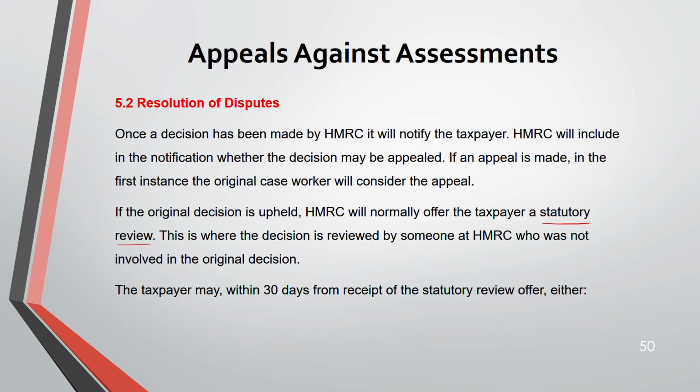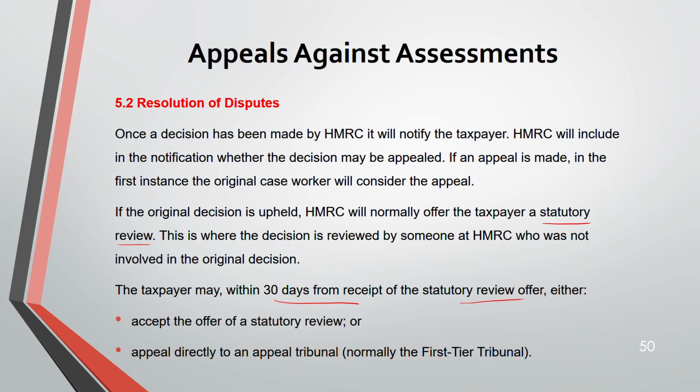The taxpayer, within 30 days from the receipt of the statutory review offer, either accepts the offer or appeals directly to an appeal tribunal, normally known as the first tier tribunal. The details you don't have to know. All this first tier tribunal and these things are there under your law. For your tax, you don't have to know the detail.